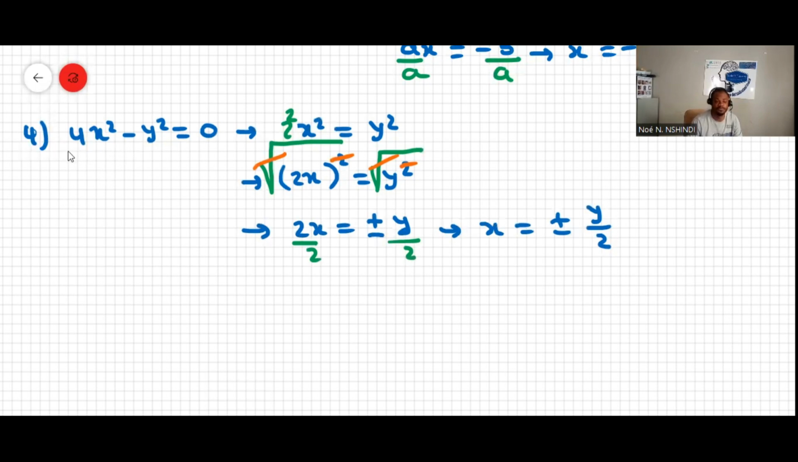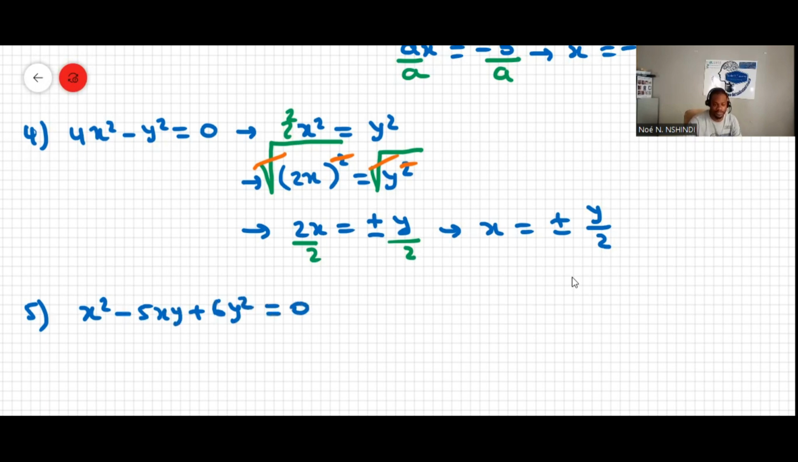It will give the same answer, plus minus y over 2. Okay. That's question 4, and we can also do question 5. Question 5 says x squared minus 5xy plus 6y squared equals 0.